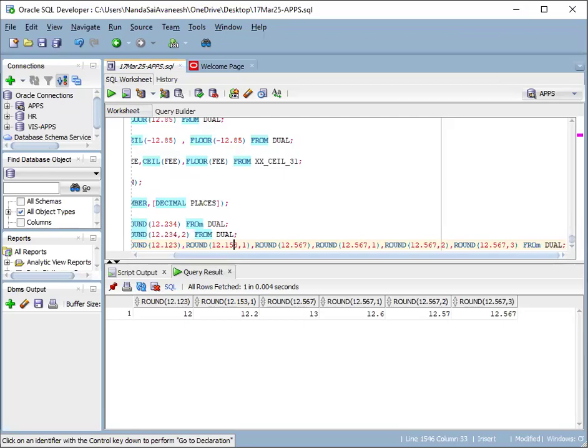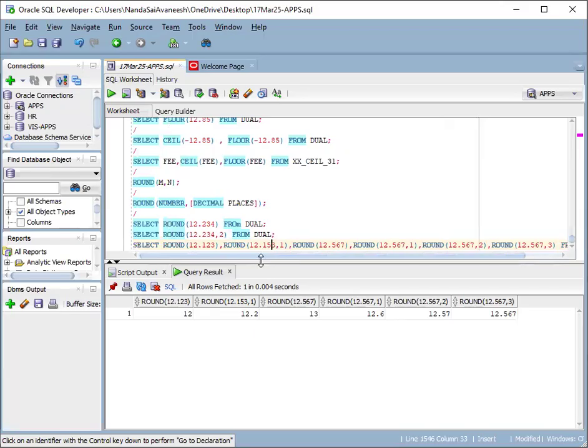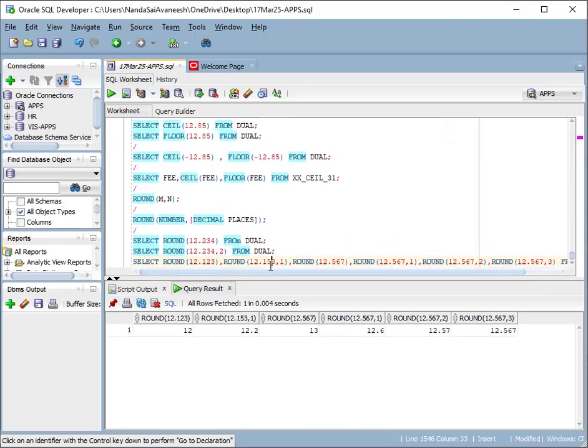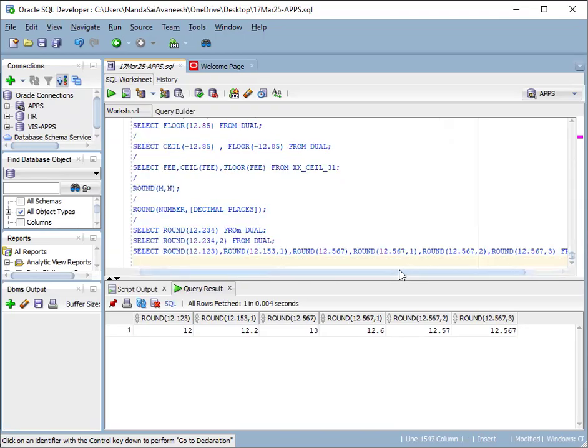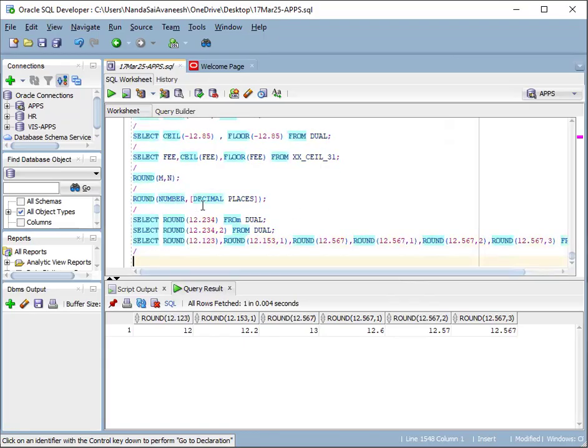So why will we use the round function? Either to completely remove the decimal points, so we use round without the n value. Suppose you want only 2 decimal points after the value, then you have to use the n value also. How many decimal places you want, that n value you have to provide. Normally we use 2 decimal places, so you can use the value 2 here.